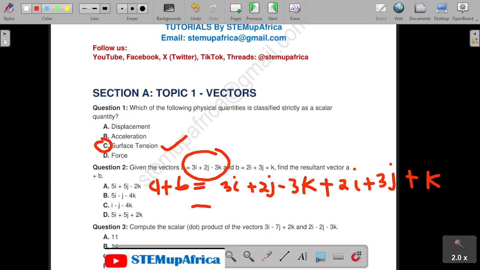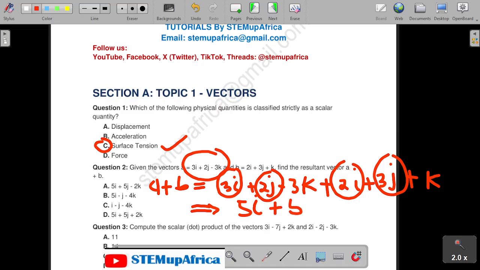So we are going to add the same variables together, i to i. I cannot add i and j, I will only add i to i. So 3i plus 2i will give us 5i. Then 2j plus 3j will give us 5j. Then minus 3k plus k, which is 1k, will give us minus 2k. So the answer is option A. That is the answer to the question.